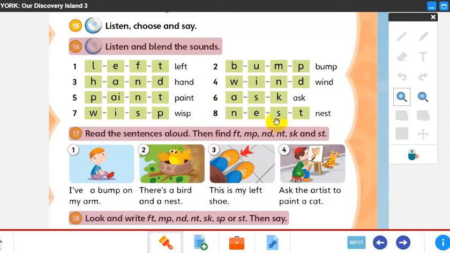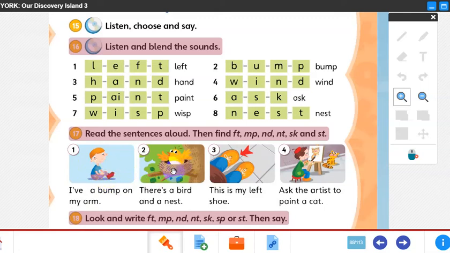And here we have the word nest, and this word was studied before, you know it. Here we have nest, and at the end of the word you find st. Right? Here we have some pictures. I have a bump on my arm, and you can see clearly that the boy seems to be suffering some kind of pain due to hitting something hard. Look, his leg hurts, as you can see.